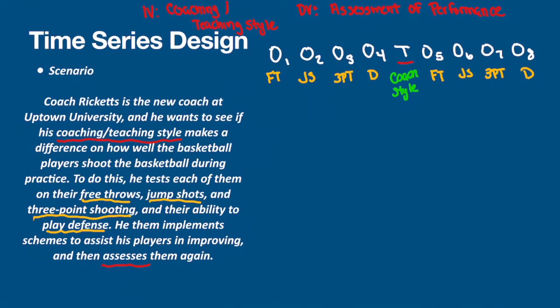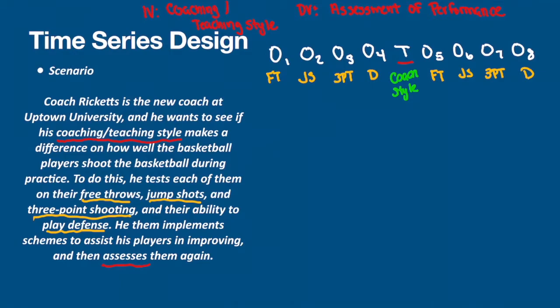Let's use this to talk about something that we've looked at previously. For our dependent variable, since we're talking about the assessment of performance, if I were to ask you what are the levels of the dependent variable, could you guess what they are? Right, they are the free throws, the jump shots, the three pointers, and the defense. Hopefully I wanted to connect some dots there. So this again represents our time series design.